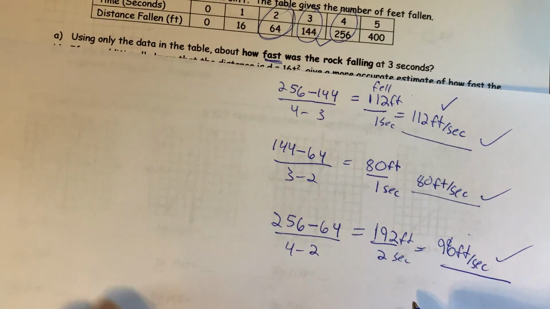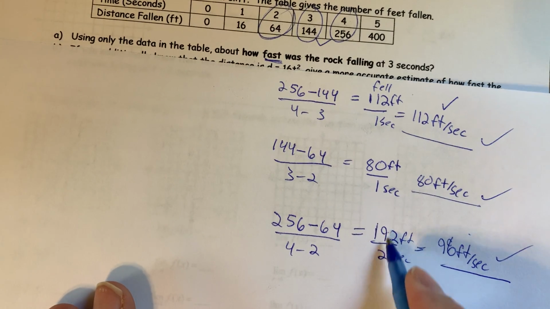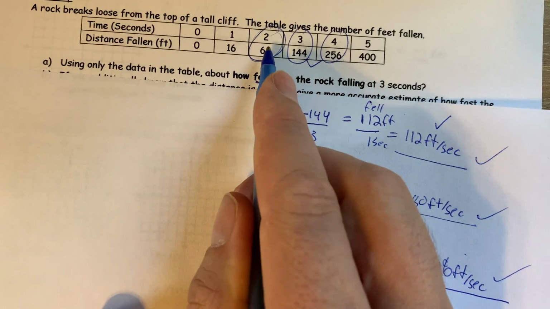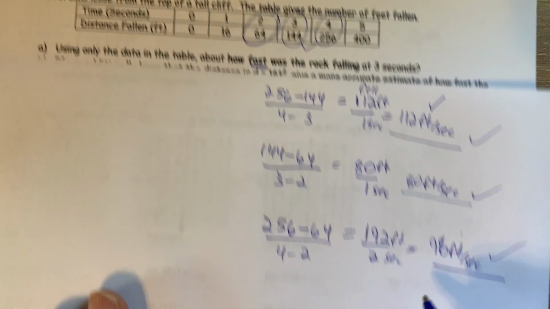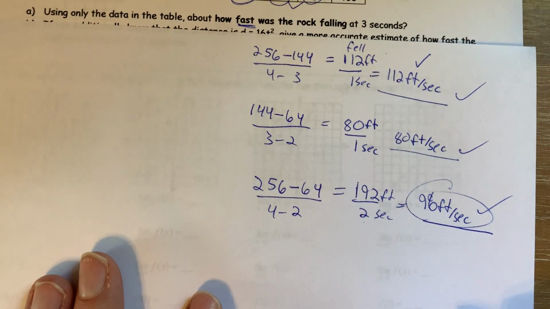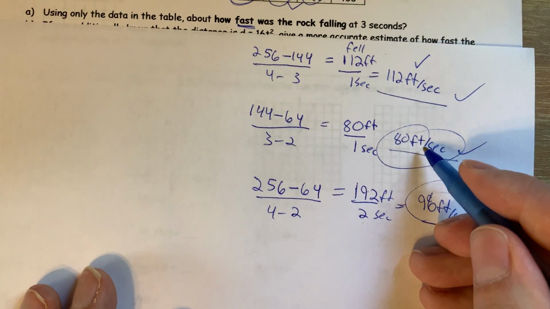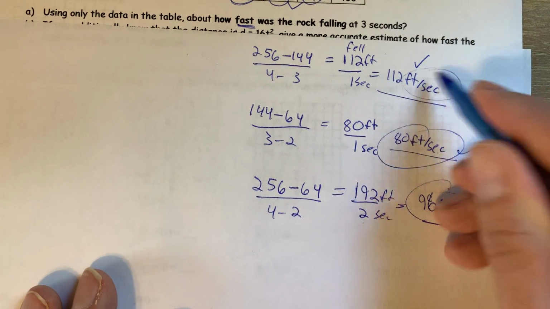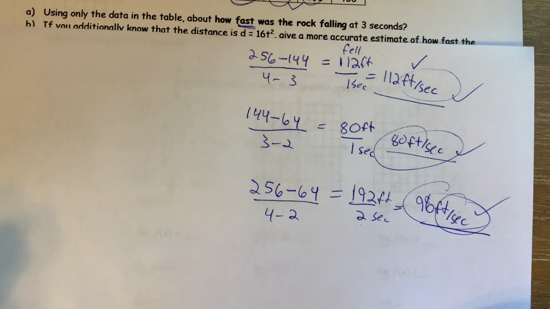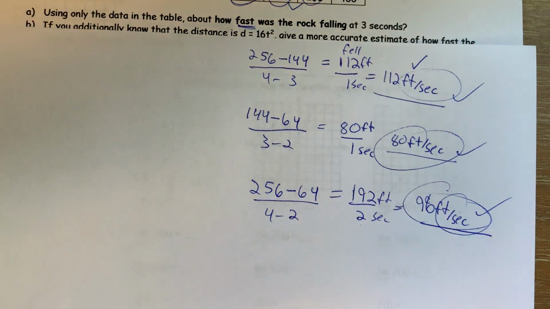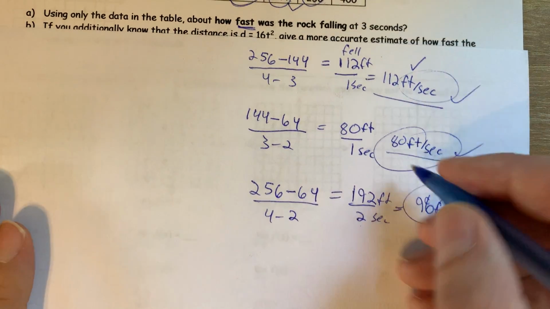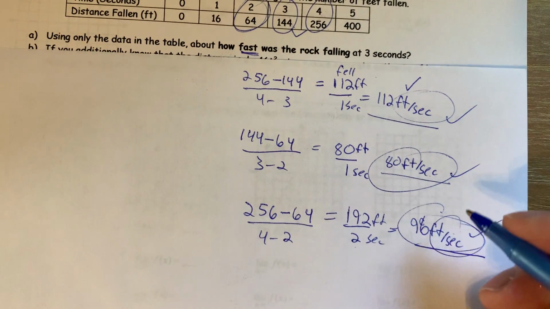I'm sorry, that was off the screen for a second. The rock fell 192 feet in 2 seconds, between t equals 2 and t equals 4, and so it was falling about 96 feet per second. These are speeds. Notice it has feet per second. These are units of speed. We should be familiar with that, I hope, from science. But this is how fast the rock was falling. And these are 3 estimates.